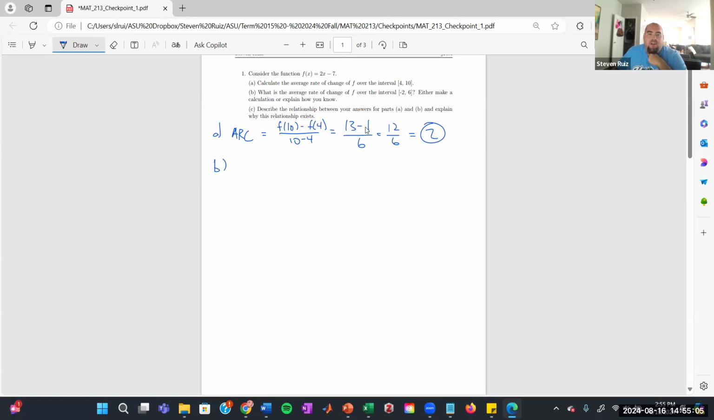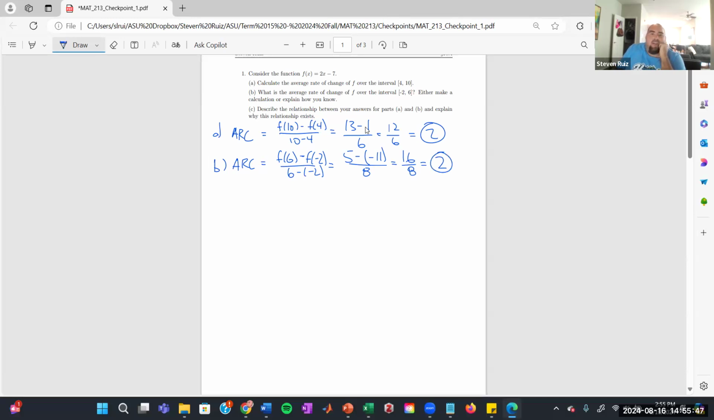Average rate of change on another interval. Same function, we just want to handle a different interval this time. You may already be ahead of me on this, but I will calculate it anyway. So what is f of 6 minus f of negative 2 over 6 minus negative 2? If I plug in 6, I get 12 minus 7, which is 5. If I plug in negative 2, I get negative 4 minus 7, which is negative 11. So 5 minus negative 11 over 8. That comes out to 16 over 8, which is 2.